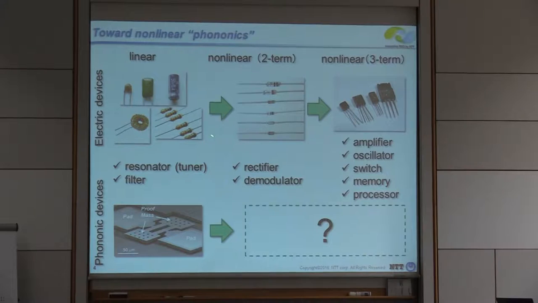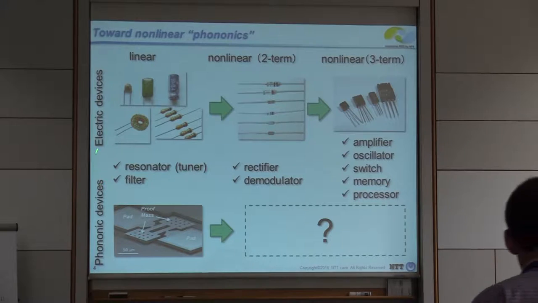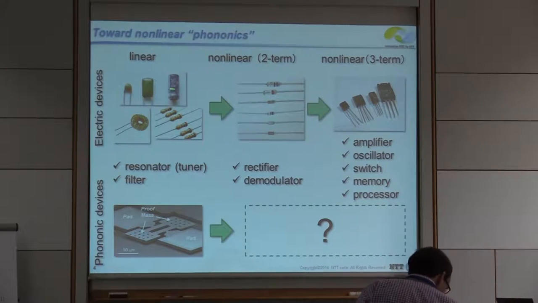If you think about the history of electrical devices, it starts from linear devices, something like a resistor, an inductance, or a capacitance. You can form some kind of resonator filters with that, but the function is very limited. But if you introduce nonlinearities, for example, two-terminal nonlinearity, which corresponds to rectifying properties, and also three-terminal nonlinearities, which correspond to transistors, you can realize many, many new kinds of functions.